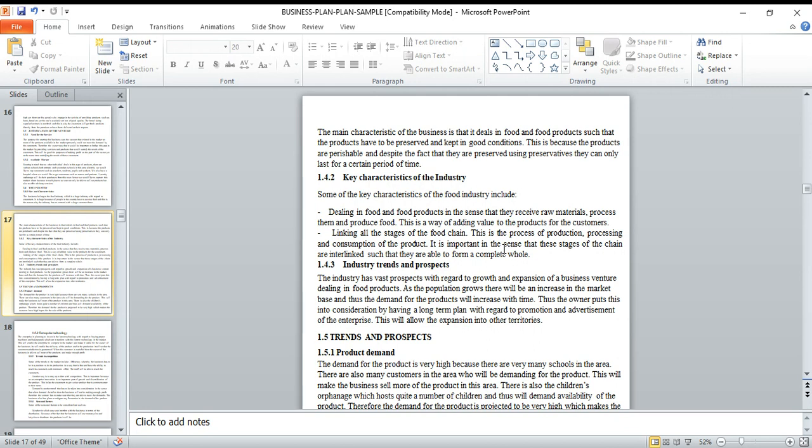So the next one we'll be talking about is the industry trends and prospects. Industry trends, what are the trends? What are the new things coming in, or what will be new things that are coming in to affect your business? The industry has a vast prospect with regard to growth and expansion of the business venture dealing in food products. As the population grows, there will be an increase in the market base, and thus the demand for the product will increase with time. Thus, the owner puts this into consideration of having a long-term plan in regards to promotion and advertisement of the enterprise. You see?